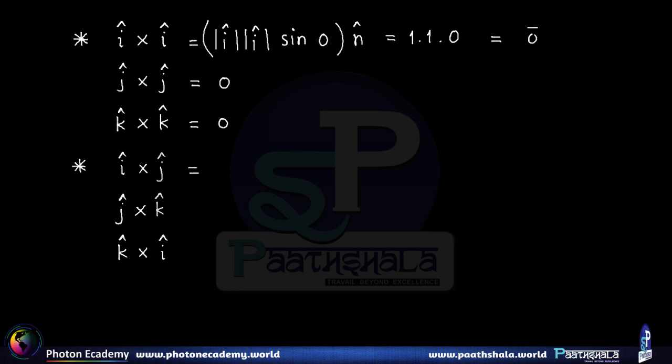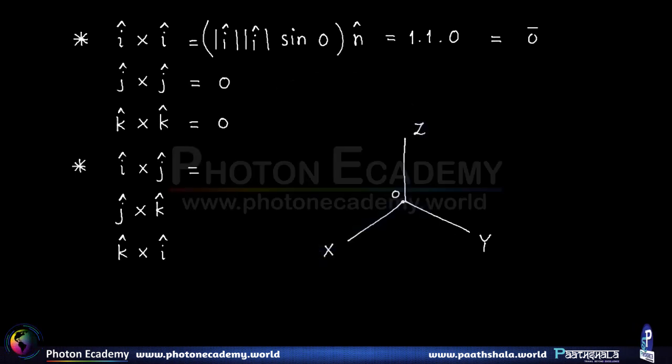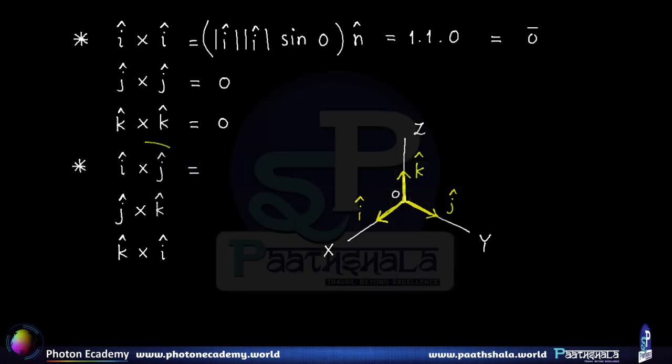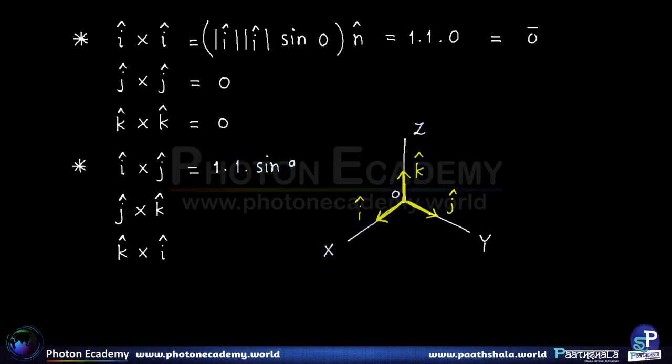Now let us see what we get for i, j and k, for which let us imagine this is the x-axis, this is the y-axis and the z-axis, and this is the origin. Now let us show the three fundamental unit vectors. On the x-axis it is i cap, then j cap, and on the z-axis it is k cap. Suppose we want to do i cross j. Again, as per the formula, the magnitude of i is 1, the magnitude of j is 1. The angle between i and j is 90 degrees, so sine of 90 is equal to 1.